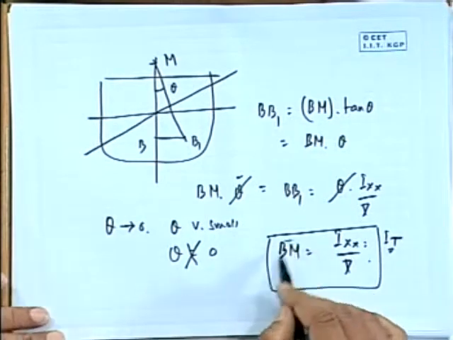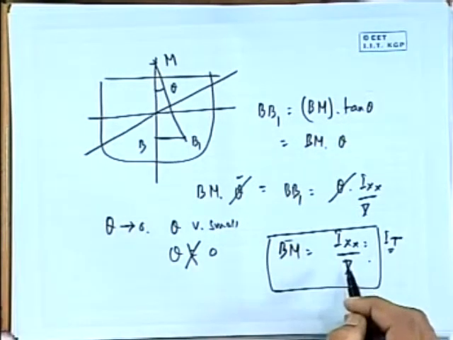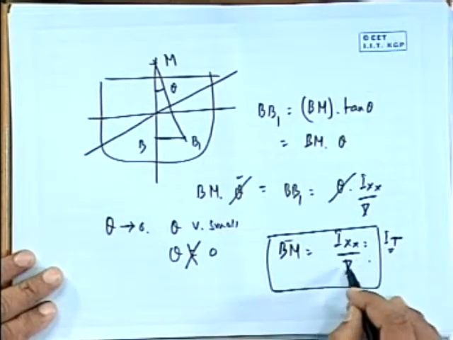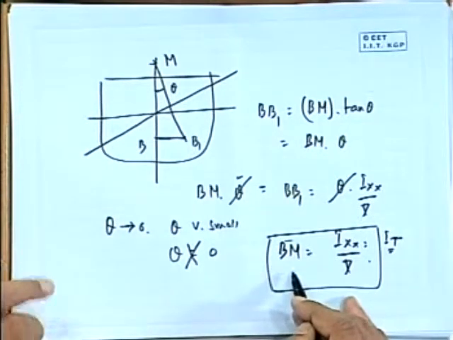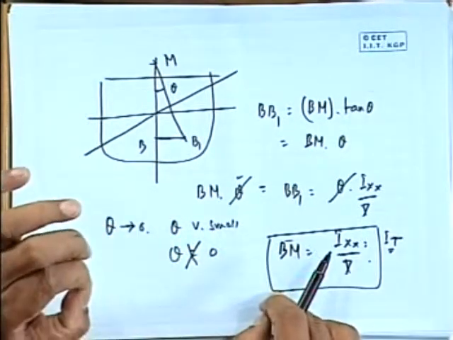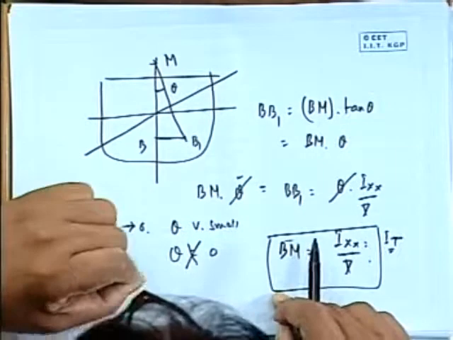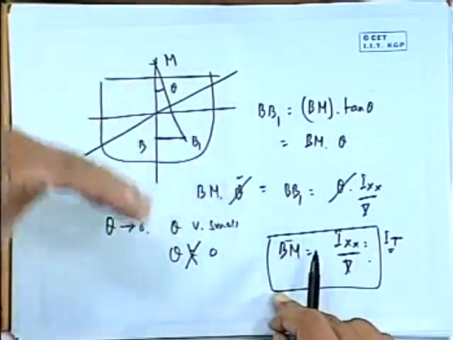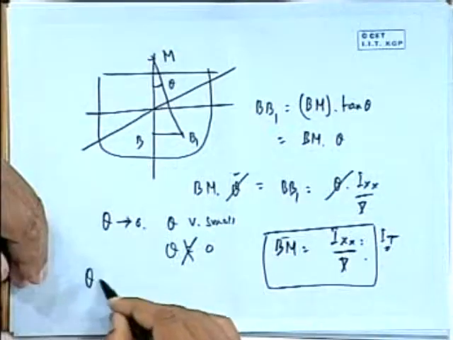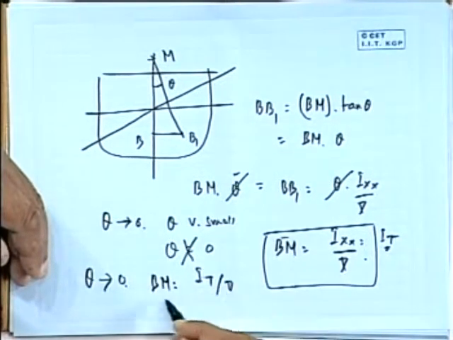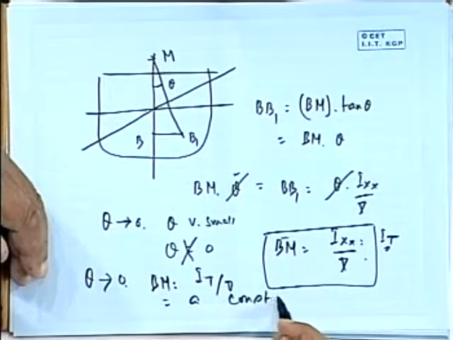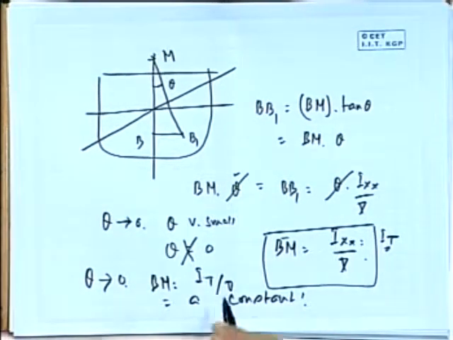Now you see that BM is a constant because It does not depend on theta. Volume does not depend on theta. Therefore, BM cannot depend on theta in this formula. The formula tells me BM is a constant number, a fixed number. But remember, in the derivation, throughout we have assumed that theta is tending to 0. So only in the case when theta tends to 0, BM has become I by V, a constant. And this is a point I want to stress.